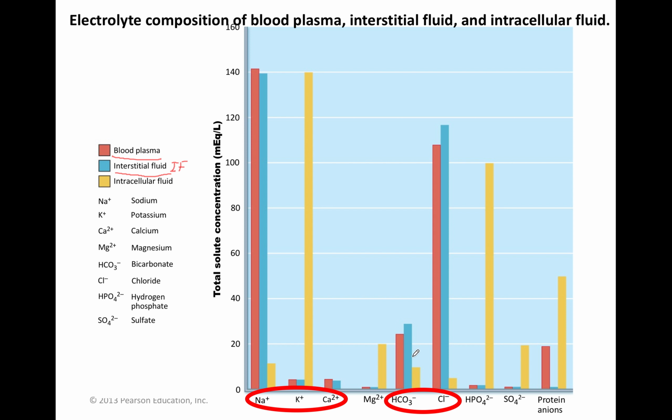Bicarbonate is another one. Remember, this is a buffering system for your body, so you expect to have higher levels of that outside the cell, which is basically your blood plasma and interstitial fluid. And in comparison, you have a lower concentration of bicarbonate inside your cell or within your intracellular fluid. Lastly, chloride is going to be high outside the cell and relatively low inside the cell. The rest are good to know, however, you will not be required to know them for your examination.